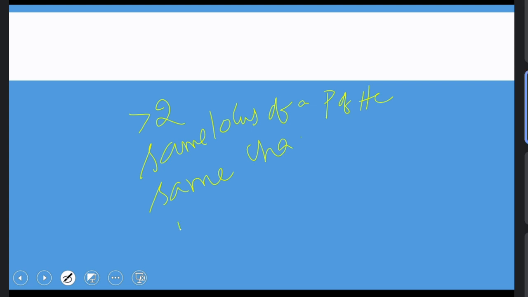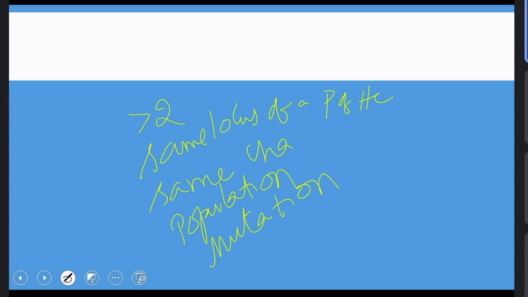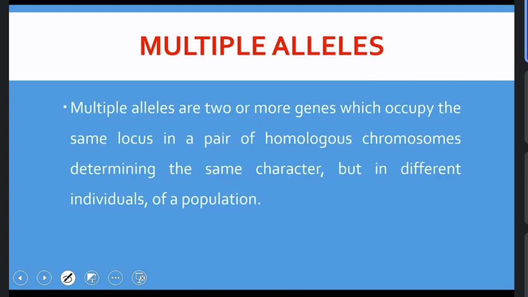It is present in the population. They can never be present in the same individual. All the genes of a multiple allele series can never be seen in the individual. They can be seen only in the population. Then how do they originate? Due to mutation. Very good, excellent. They originate always by a mutation. So this is the definition of multiple alleles.